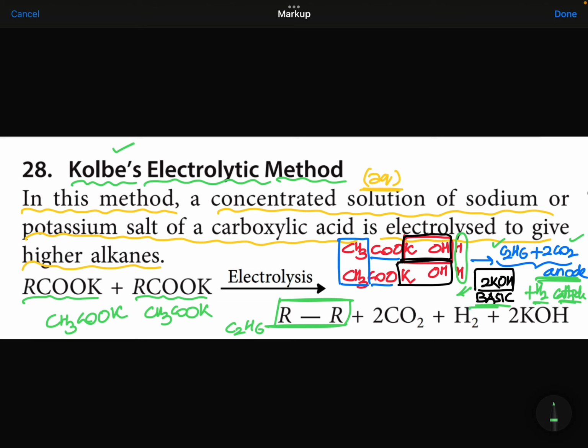So, Kolbe's electrolysis. In this method, you cannot prepare methane. Methane cannot be prepared in this method.